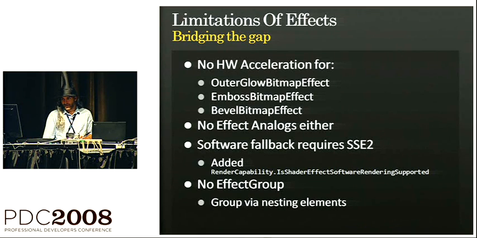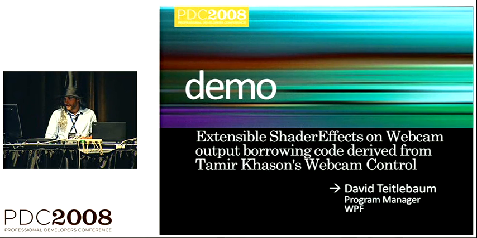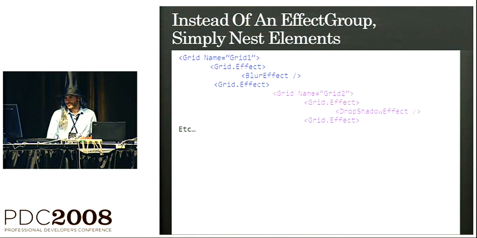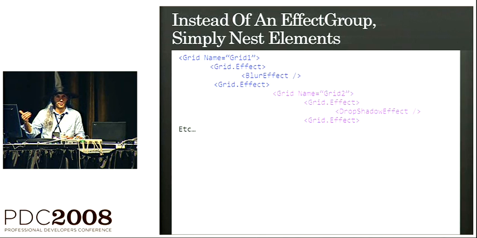Something else to note is that there's no effect group in our new effect system. In the old effect system, you had a bitmap effect group, and you could just stick a bunch of bitmap effects into them, and you could apply that whole group to a UI element. Now what you have to do is nest elements, and you put one effect on each element. And I'll show you the nesting before I show you the demo. So this is what the nesting would look like. You can see I've got a grid, and I've called it grid 1, and I've got an effect on it, which is a blur effect. And I've got inside of that a grid called grid 2, and I've got a drop shadow on that. So this is how you compose effects if you want multiple effects.